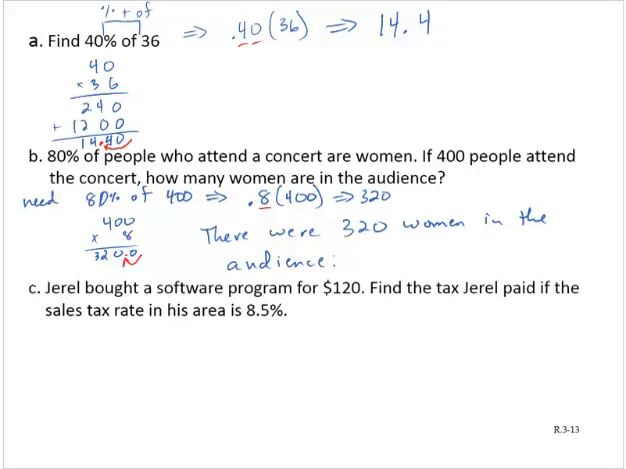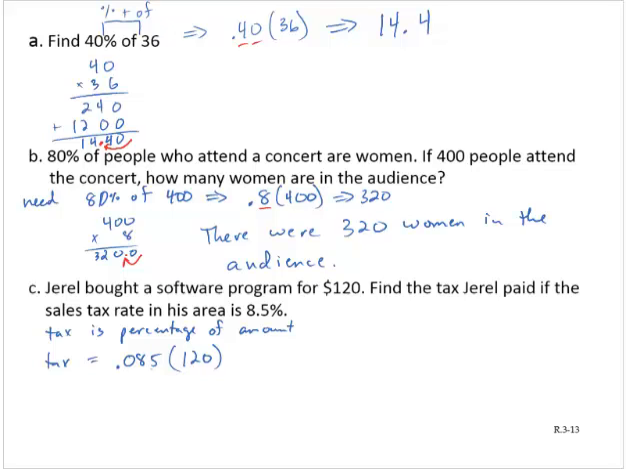Jarrell bought a software program for $120. Find the tax Jarrell paid if the sales tax rate in his area is 8.5%. So the tax is a percentage of the amount paid. So tax is a percentage of the amount. So we need the tax is, we can think equals here, the percentage, so 0.085 times 120.